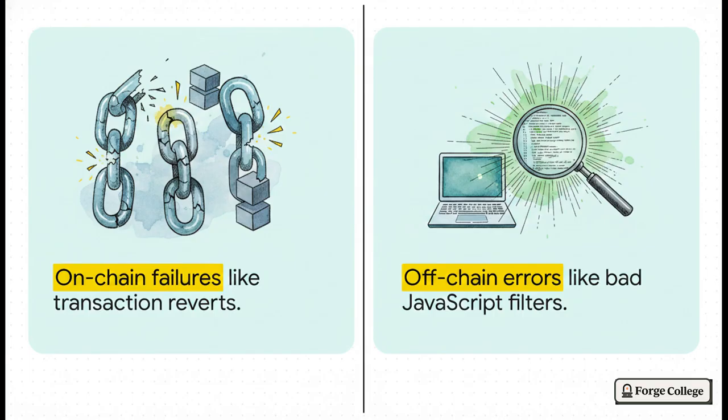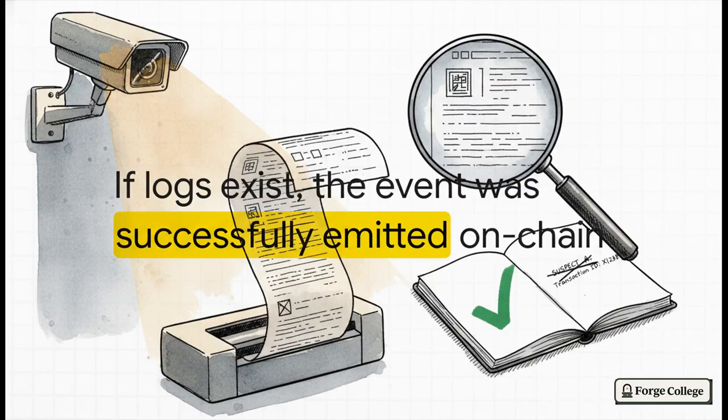On one side, we have on-chain issues. This could be a transaction reverting entirely, or maybe you literally just forgot to write the emit keyword inside a specific if statement branch. Whoops. On the flip side, we have off-chain issues, like a tiny typo in your JavaScript filter. Identifying this split right out of the gate is going to save you hours of chasing your own tail. So how exactly do we prove where the failure happened?